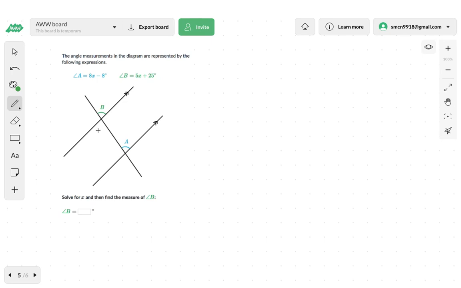So if we know by our rules, these guys are in the same position, right? These would be across from each other. These are vertical angles. So these would be in the same position. So what that would mean is that they're going to equal each other. So let's take a look at that. And let's solve. So if we know they equal each other, we're going to take 8x minus 8, and we're going to equal it to 5x plus 25.